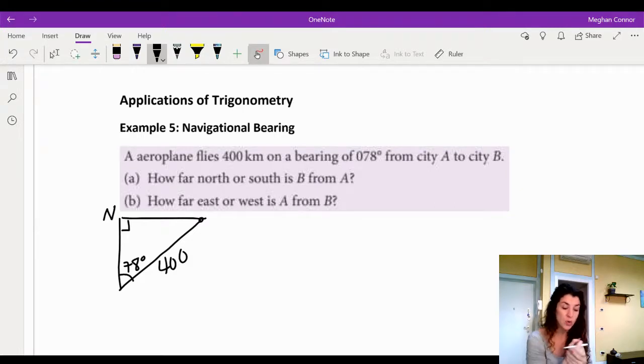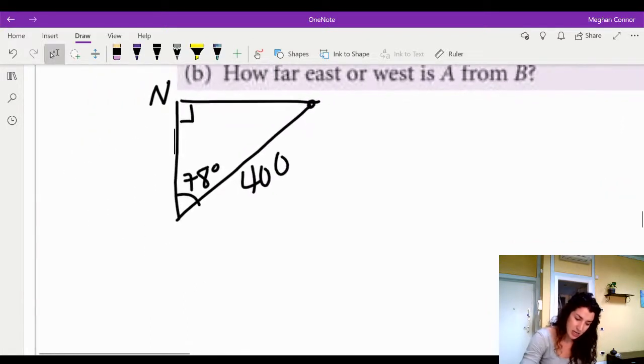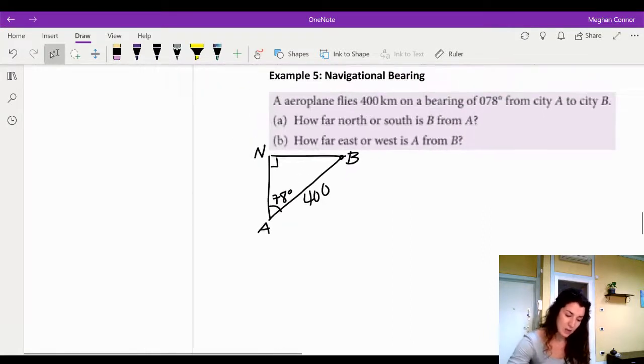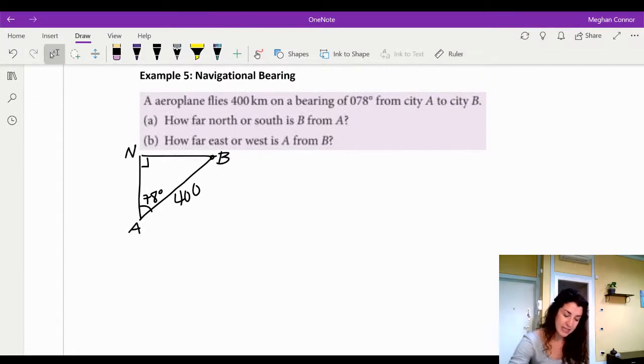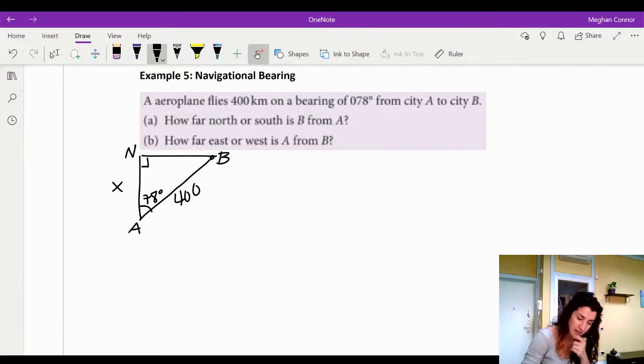How far north or south is B from A? So we went from city A to city B. We started here at city A, went at a bearing of 78 degrees, and then went to B. So how far north or south is B from A? B is north of A, and we just need to figure out how far. North versus south is going to be that up and down aspect of the right triangle. So we're going to be solving for x here.